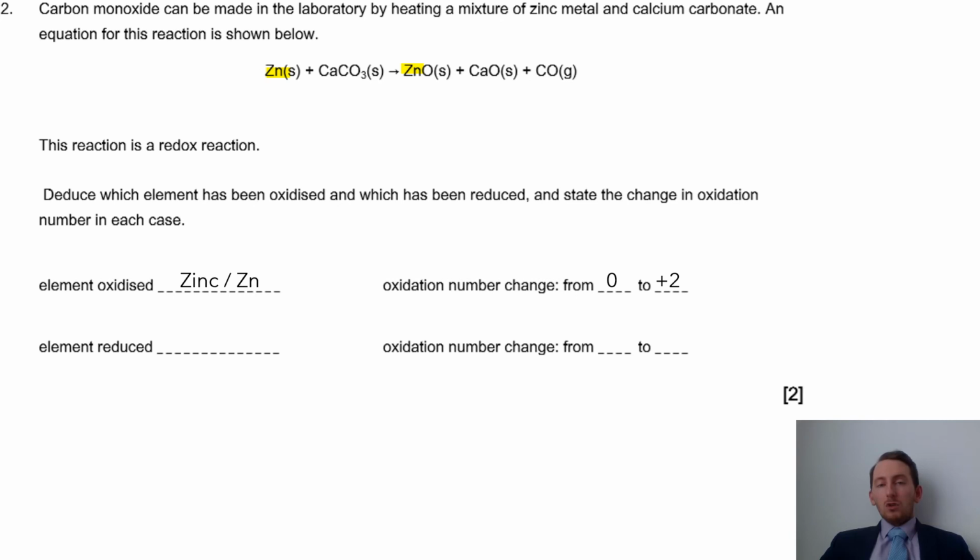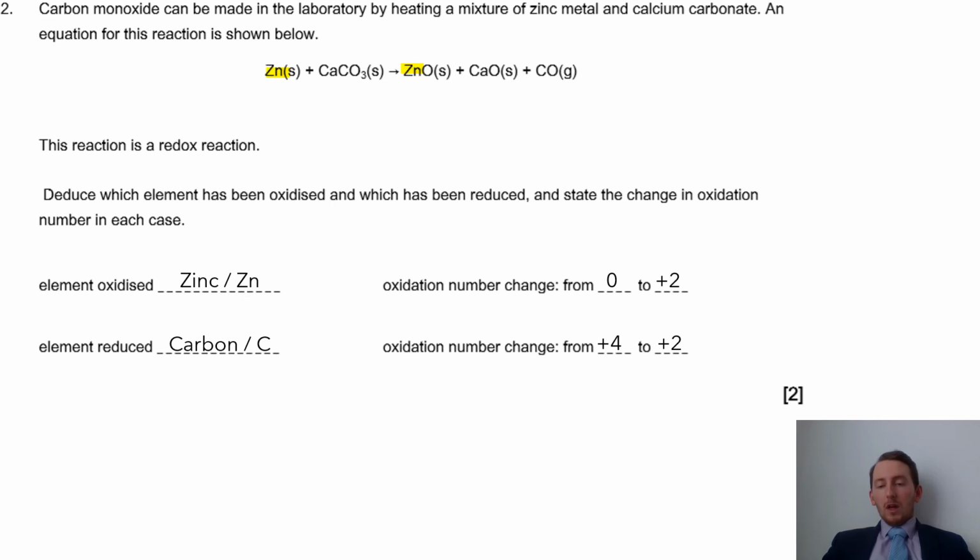And then I've got to look at something that's been reduced. So I've got some oxygens, I've got carbon, and I've also got calcium. Now, it could just be a case of working through and thinking, right, I've got to do it for every single element that I have. If I quickly just have a look through, then clearly, hopefully, what we can determine is that it's going to be carbon. Okay? And we're going from +4 to +2.